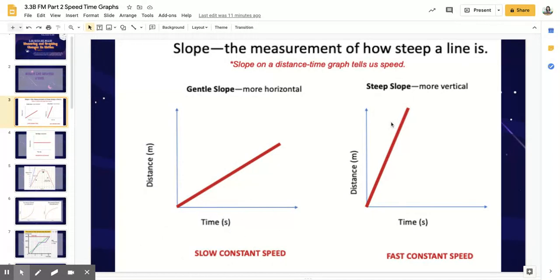The other type of slope is a steep slope. It's more vertical, almost standing up, okay? And on a distance time graph, when you see a steep slope like this, that means a fast constant speed. This is fast and this is slow on a distance time graph. Make sure you pay attention to the axes, okay?